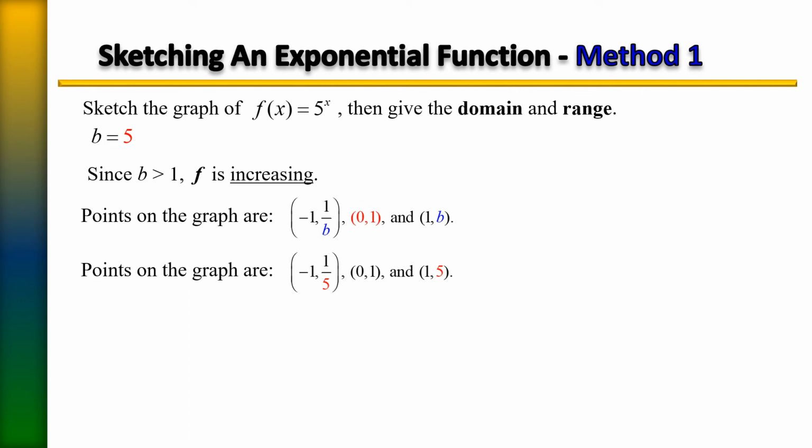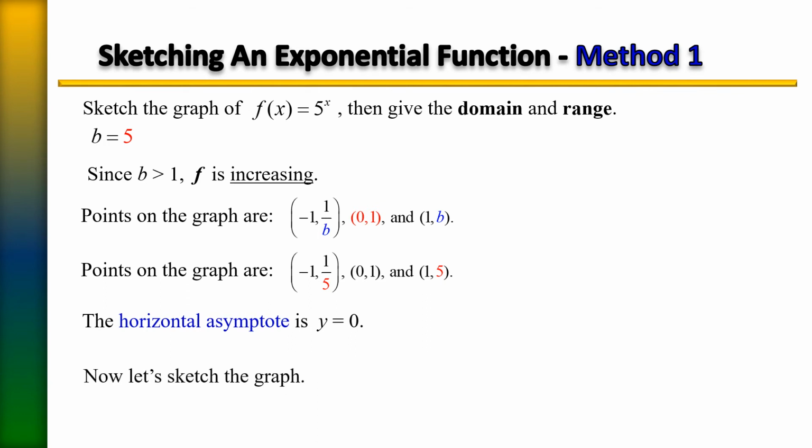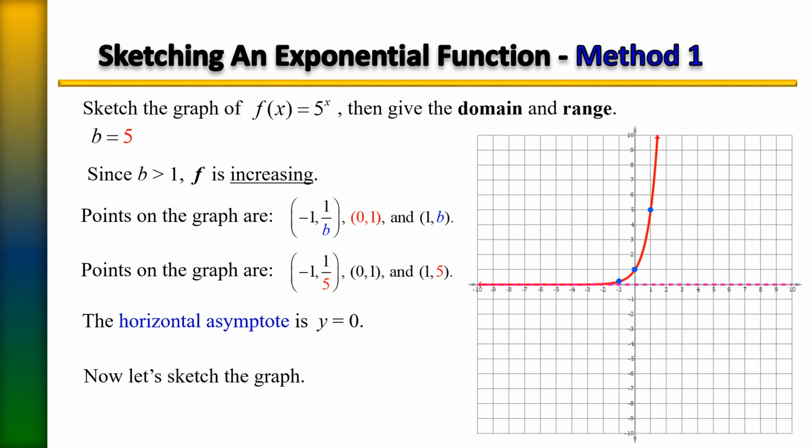Another thing about an exponential function is that there's a horizontal asymptote of y = 0, which means there's an imaginary line that the graph will not touch, but it will get close to that line. So when we sketch the graph, it's going to look like so. And notice we have our points over negative 1 and up 1/5.